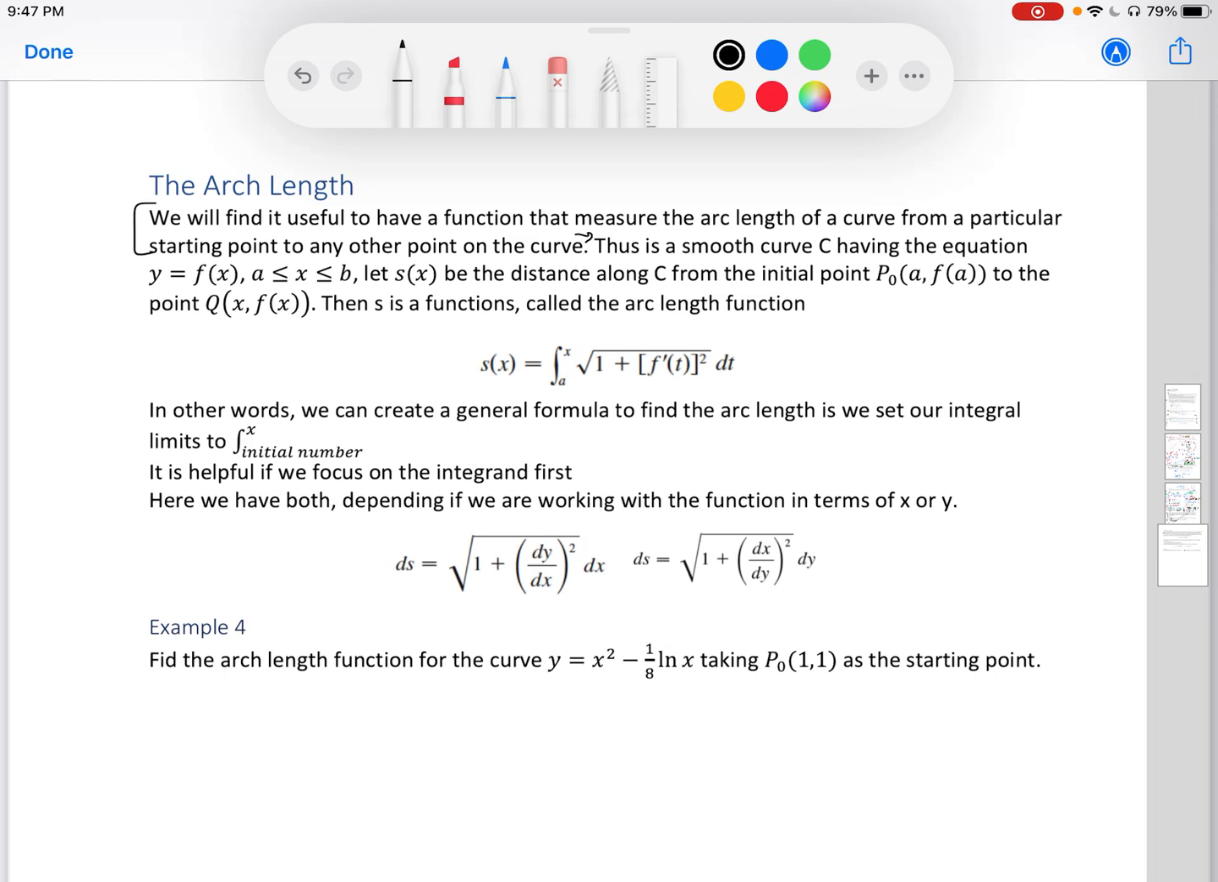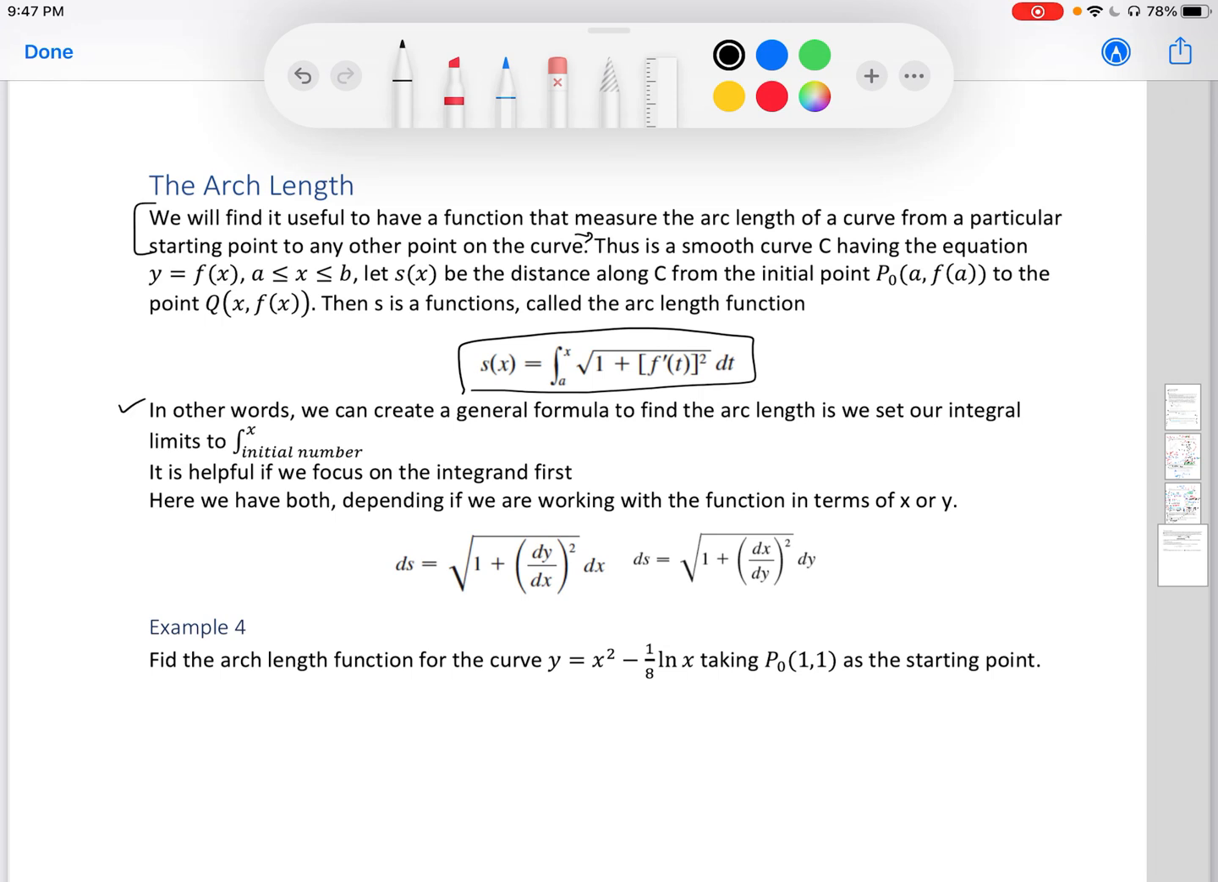Thus, for a smooth curve C having the equation y equals f of x on the closed interval [a, b], let s of x be the distance along C from the initial point P sub 0, a comma f of a, to the point Q, x comma f of x. Then s is a function called the arc length function. S of x equals the integral from a to x of the square root of 1 plus f prime of t squared dt. And we use t and not x or y because it may vary, right? We've learned we can use x's or y's.